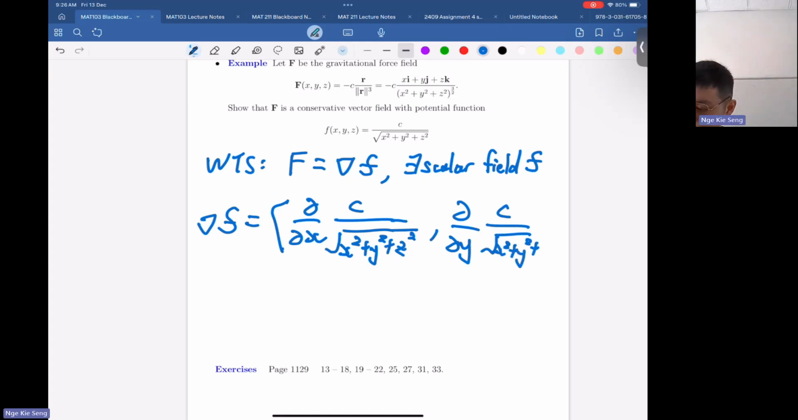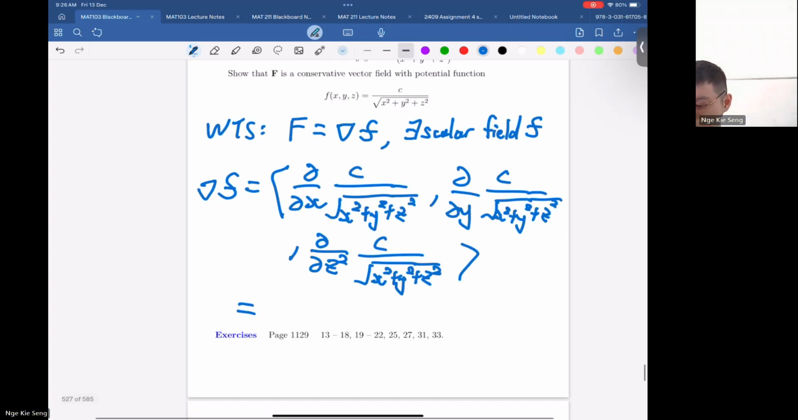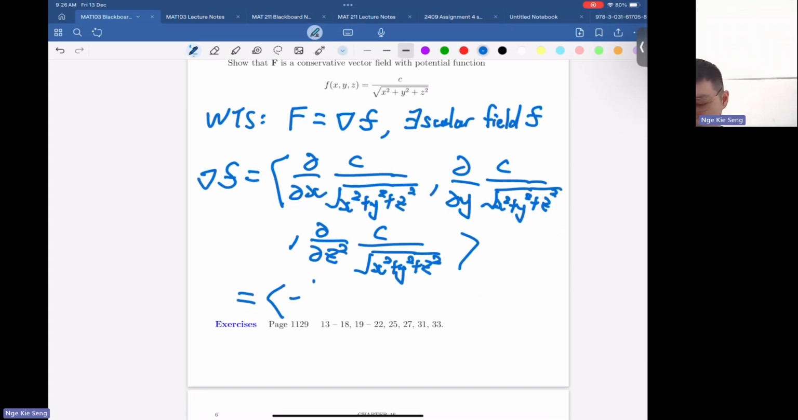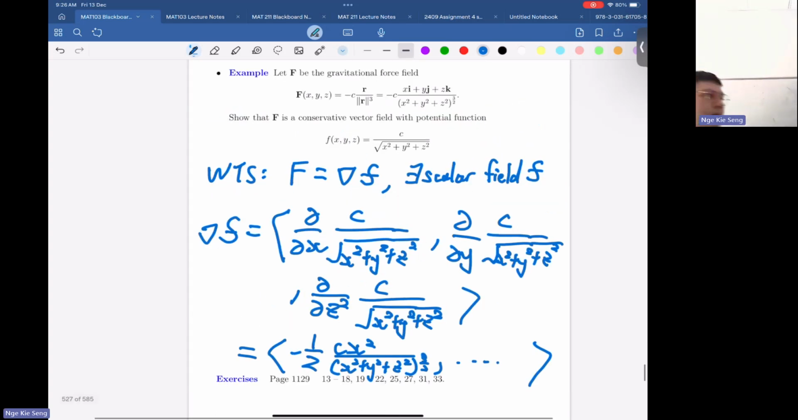Can you see that these partial derivatives are symmetric? They are symmetric, right? So actually you just need to compute once and the others follow the same calculation. One term you get is negative one half of c x squared over (x squared plus y squared plus z squared) to the power, and so on. If you collect them together, you can see that they have the same factor.